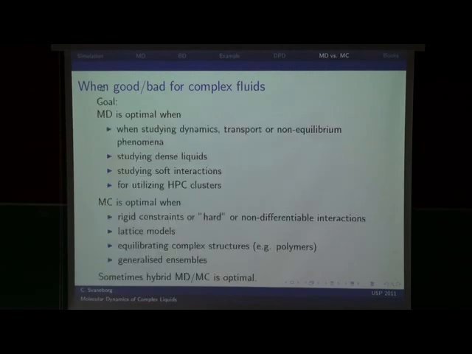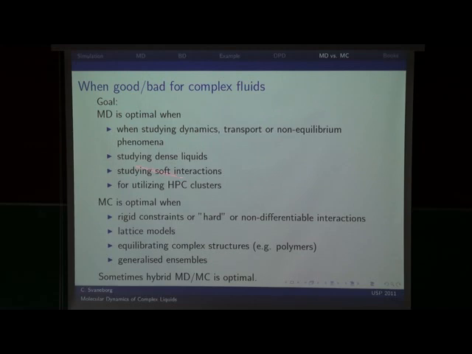So for instance, if we want to make studies of dynamic or transport phenomena and non-equilibrium phenomena, we need to use molecular dynamics techniques because Monte Carlo doesn't have a concept of time, so we cannot include time-dependent properties. Molecular dynamics is also preferable if we want to simulate dense liquids. This is because if you do Monte Carlo simulations, you need to create a neighbor state, and it will be difficult to create neighbor states in dense liquids because they always overlap if you move any particle slightly.